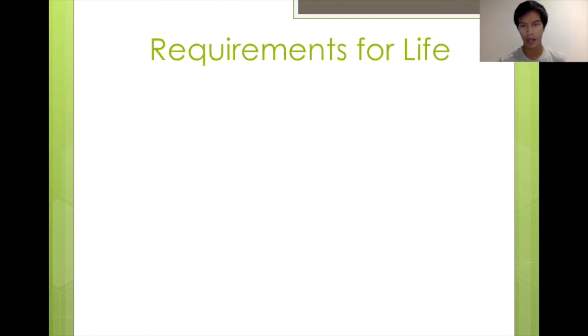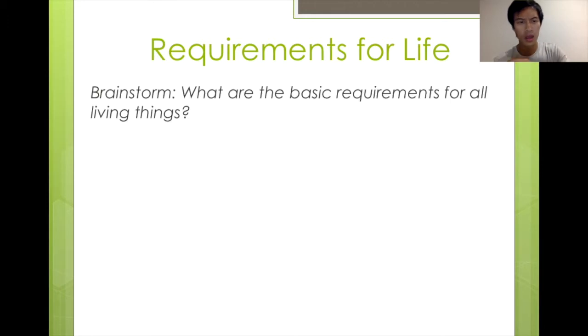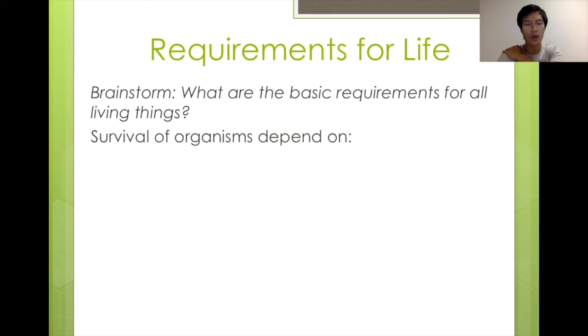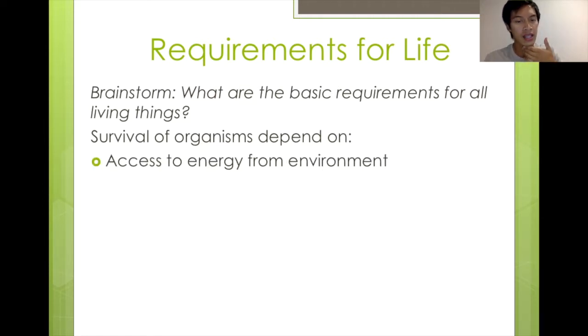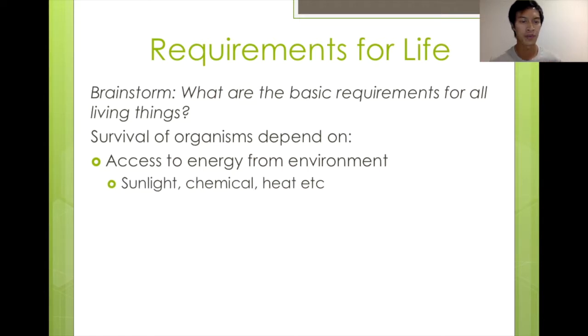Okay, now requirements for life. Basic requirements for all living things are broken down into a few key factors. The first is access to energy from the environment. All organisms, in order to survive, need energy, and they get that energy from their surrounding environment in various different ways, whether that be sunlight, chemical, heat, or whatever. Each one is different according to the species and the kingdom.